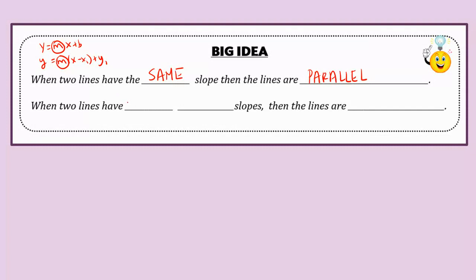When the two lines have opposite, you can think of that as negative if you want, reciprocal slopes, right? So flipped, then the lines are perpendicular.